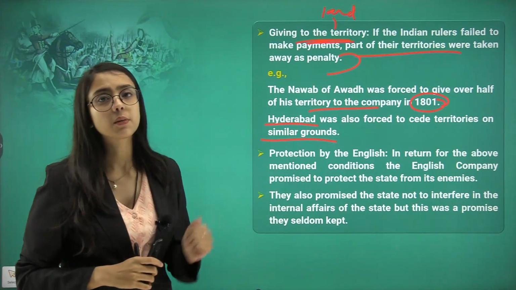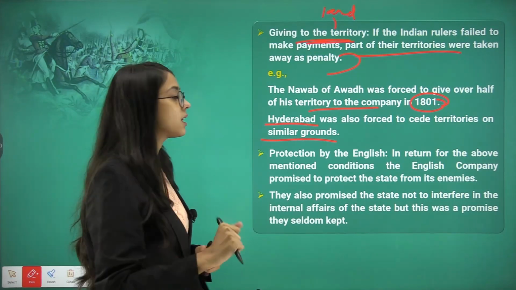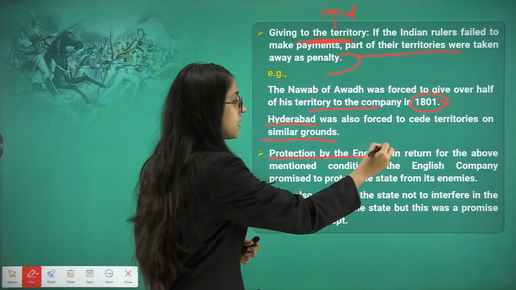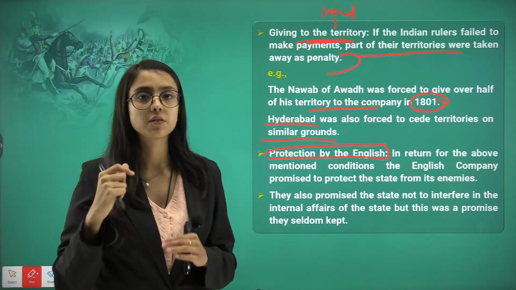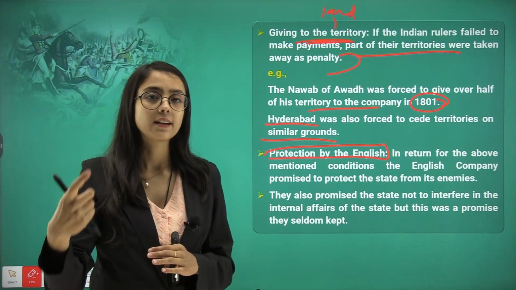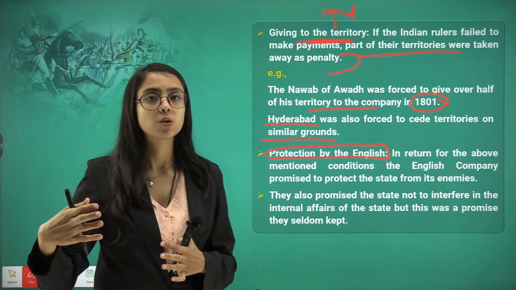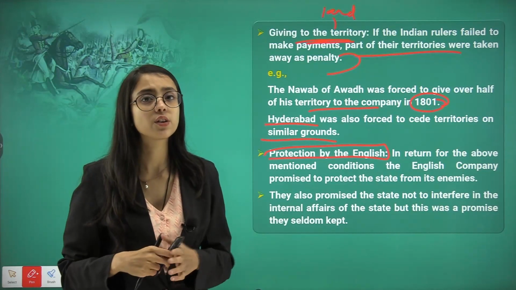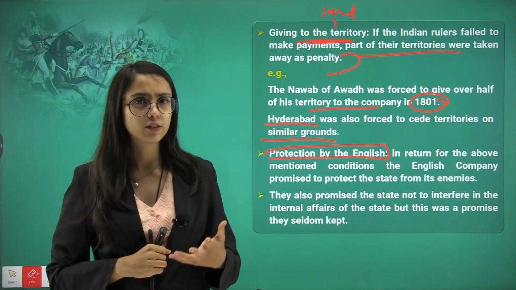So, protection by the English. Now, the next important point of this subsidiary alliance is protection by the English. In return, the kings, the rulers, the Nawabs were paying revenue and taxes to the East India Company. They were providing supreme power to the company and the Britishers. In return, what were they getting? They were promised protection. What kind of protection?